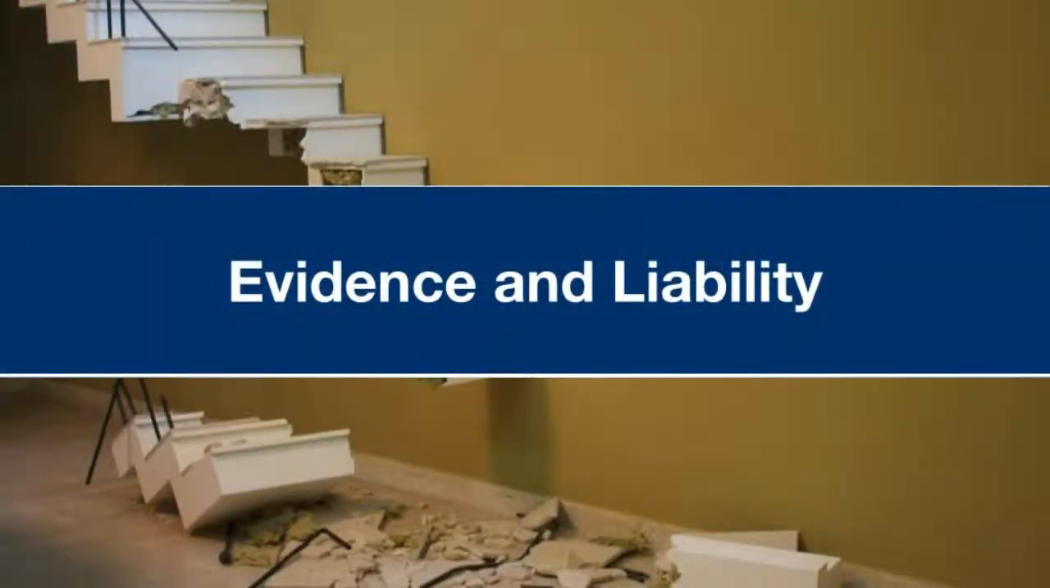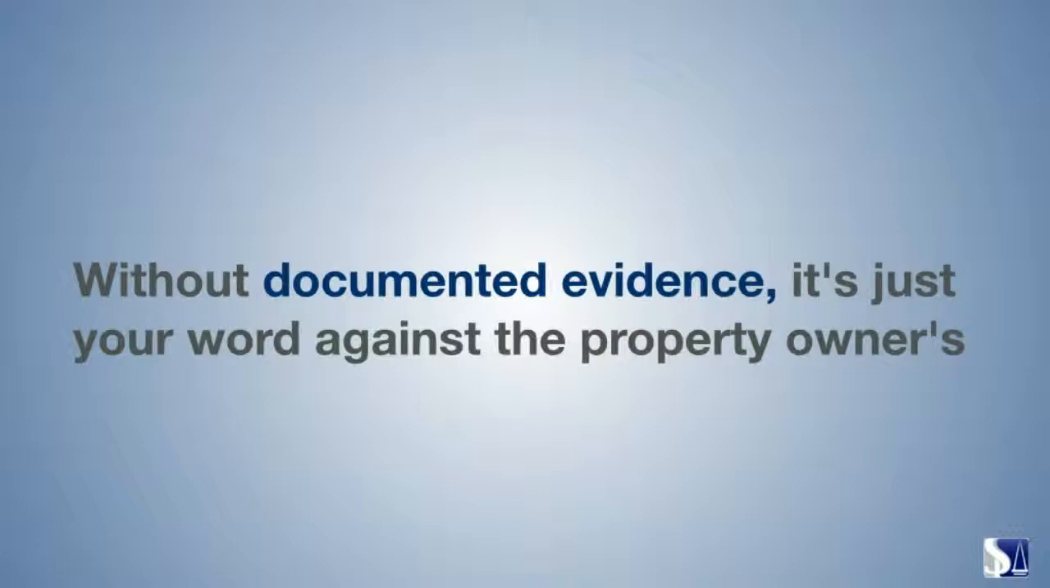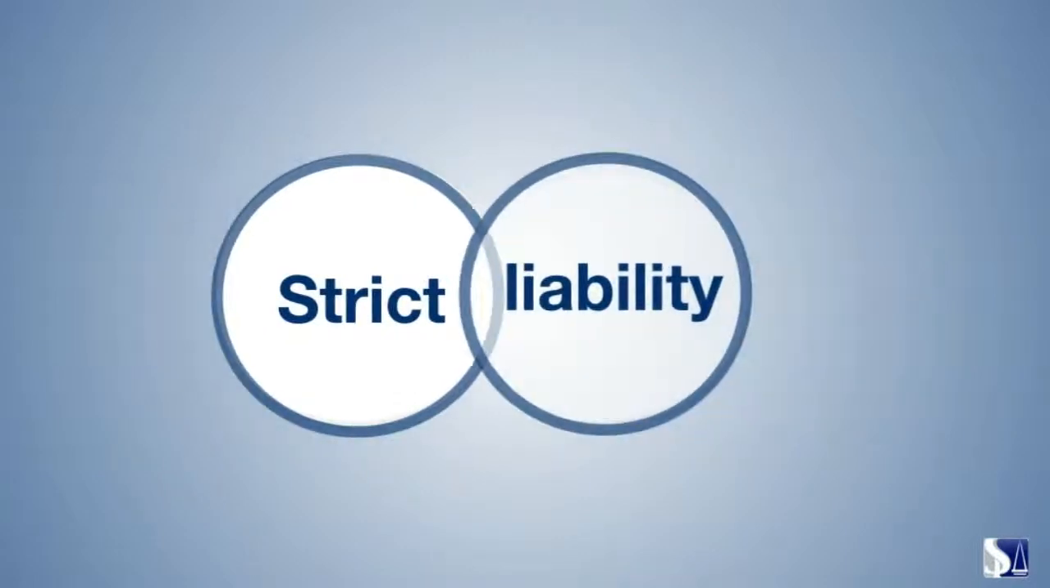If a building code violation exists, you must get solid evidence of it to prove the property owner's liability. Without documented evidence, it's just your word against his. Although code violation cases are not the same as strict liability cases, they are a close cousin. In strict product liability cases, the injured party doesn't have to prove the product manufacturer was negligent. The defective product itself is proof of the manufacturer's negligence. This evidence is rock solid, as is proof of a building code violation.